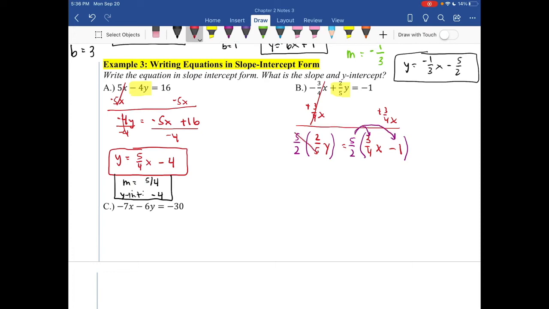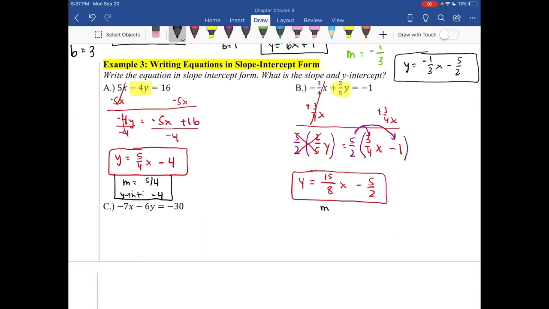On the left, the fraction cancels out, and you now have just y, and that's equal to, multiply those fractions across, and we'll have 15 over 8x minus 5/2. Check to see if you can simplify any of the fractions, but in this case, none of them reduce, there's no common terms, so here is your final answer for the equation in slope-intercept form.